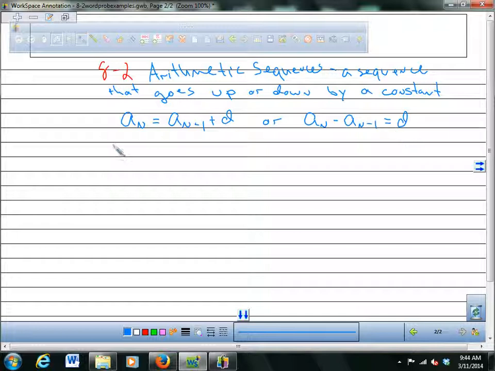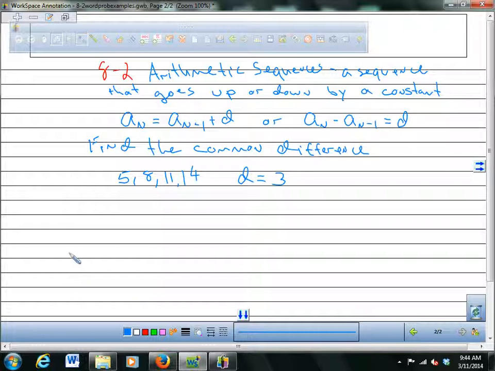So you'll just see some easy problems like find the common difference for this arithmetic sequence, 5, 8, 11, 14. What's the common difference? 3. D equals 3. Is that hard? Just subtract the higher term minus the lower term. You can go down, okay?